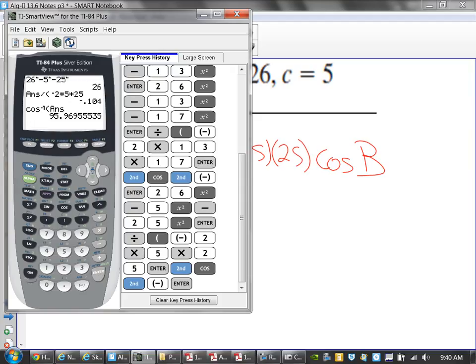Okay. So once I find one of the angles in a cosine problem, just go right to law of sines then. What are you typing? Okay. Wait, so is B 95? 95.97.